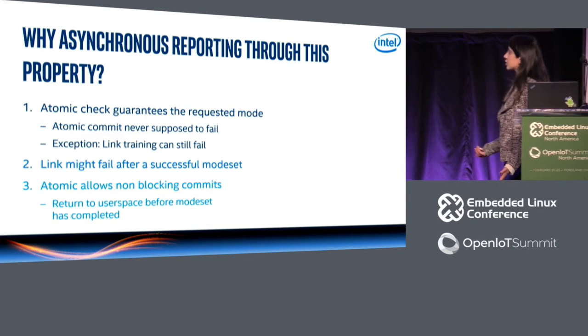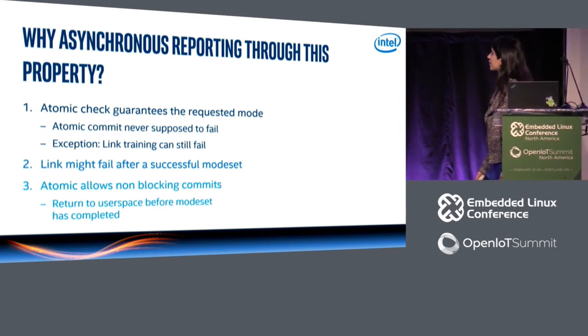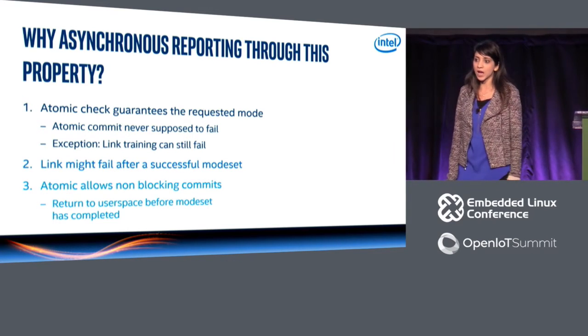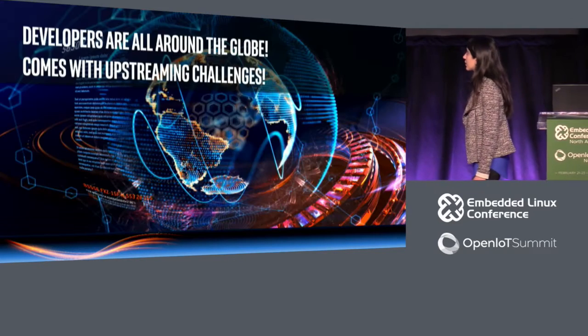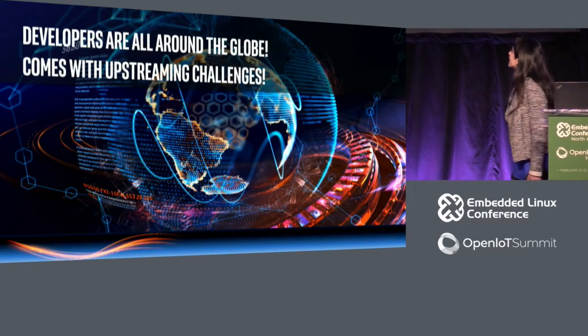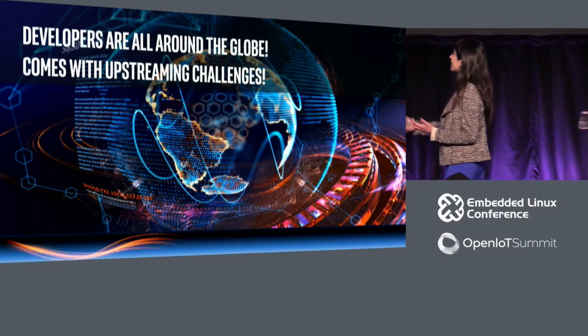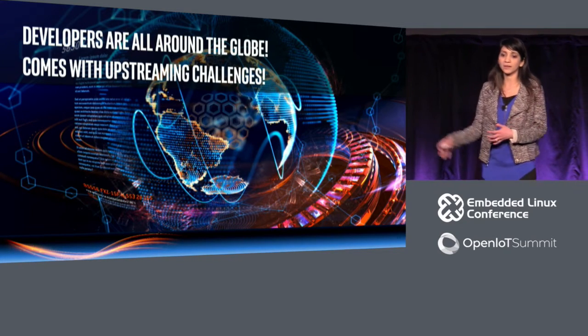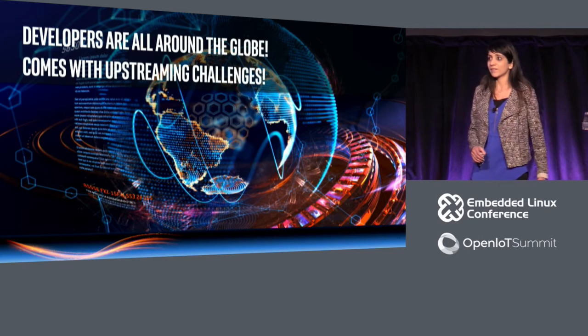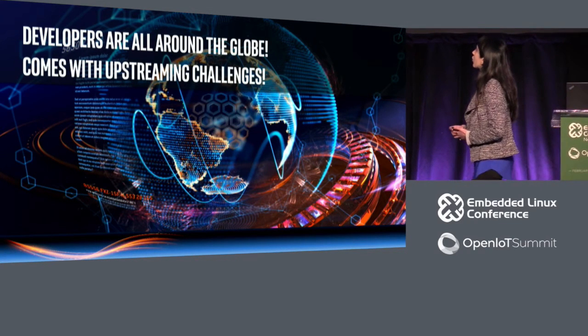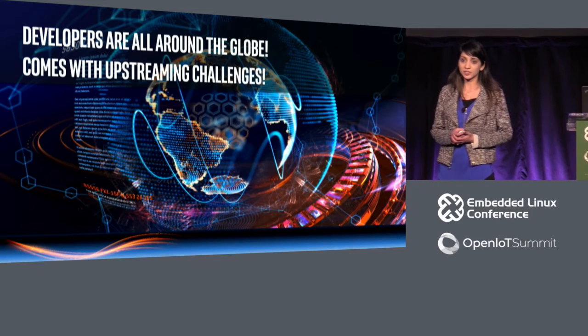So this was a solution that was implemented, and I thought, okay, I'm done implementing the solution, but the biggest problem now was getting it upstreamed, right? That was kind of the good and bad part. It was a fun part because there are developers all around the world looking at my code and giving me feedback at every stage of it. But it, of course, came with some upstreaming challenges.